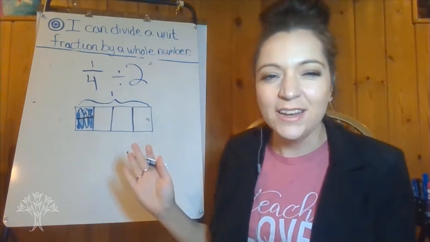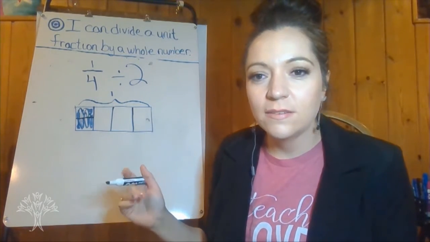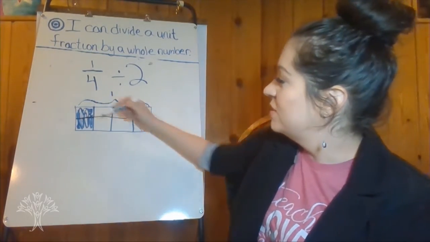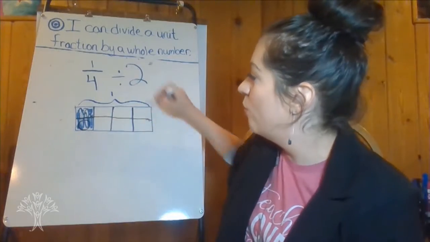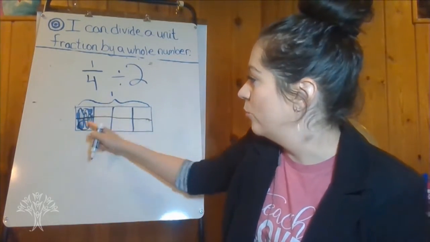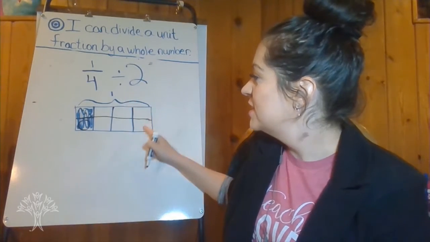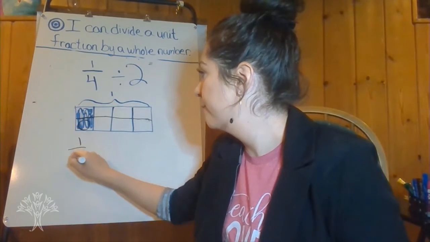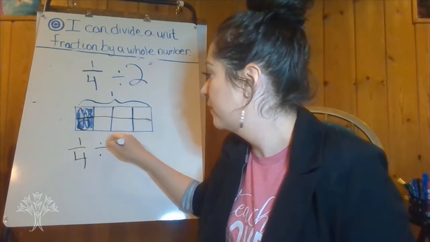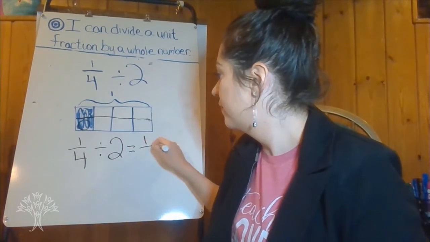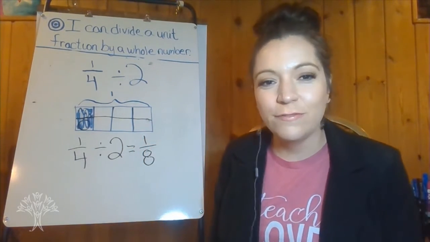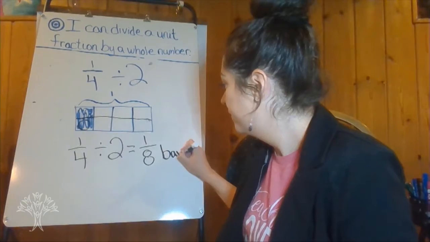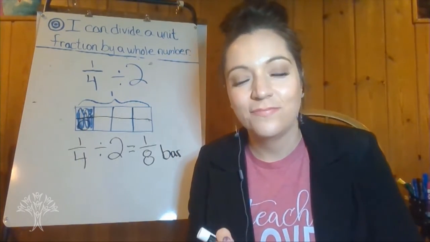But how much of that whole candy bar is that? Do I know yet? What if I go like this? I need to know what this piece is to the whole bar. It's 1 out of 1, 2, 3, 4, 5, 6, 7, 8. It's 1/8 of the whole candy bar. So 1/4 divided by 2 equals 1/8. 1/8 of the bar. How did you do? Are you ready to try another one?